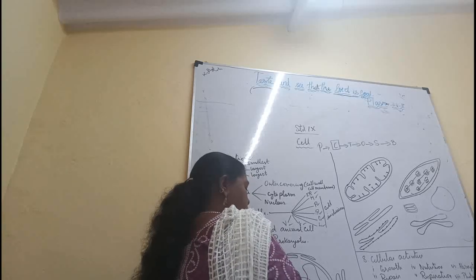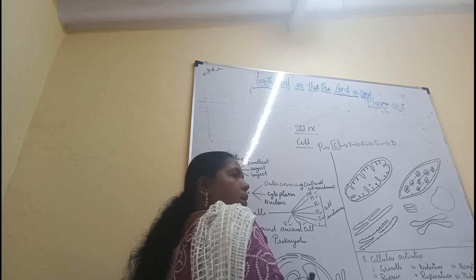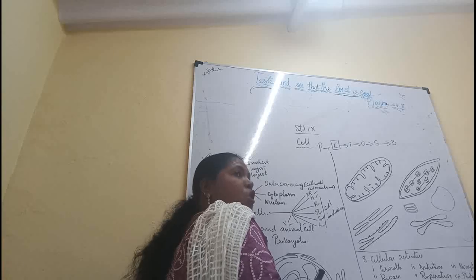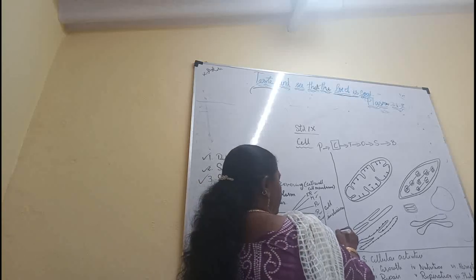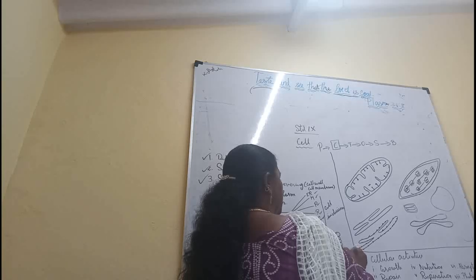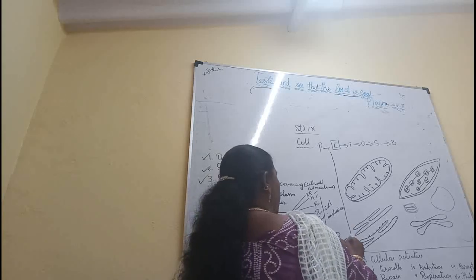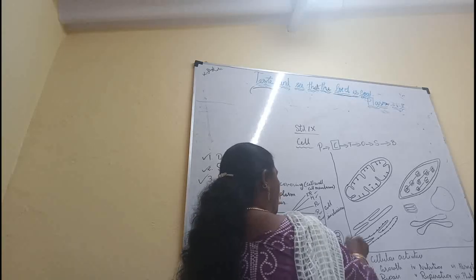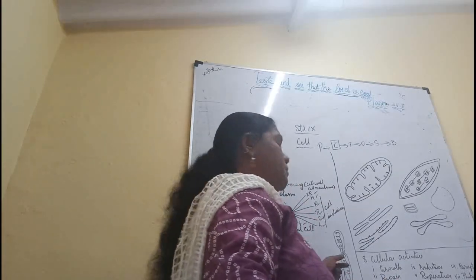This chromatin reticulum is broken into a definite number of pieces during cell division, and it becomes highly coiled. This coiling is thicker in some places and thin in others. It is covered by a pellicle and forms a chromosome. So during cell division only, this chromatin reticulum becomes chromosome.